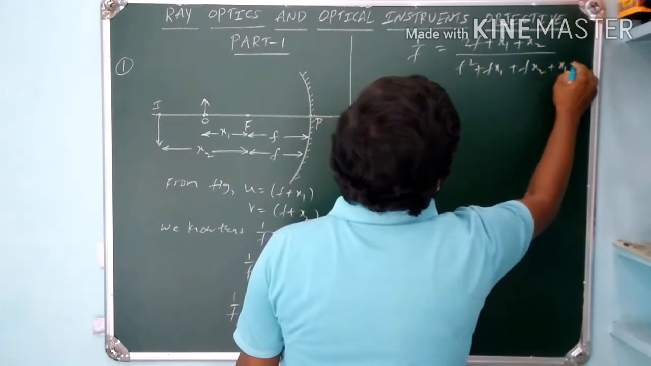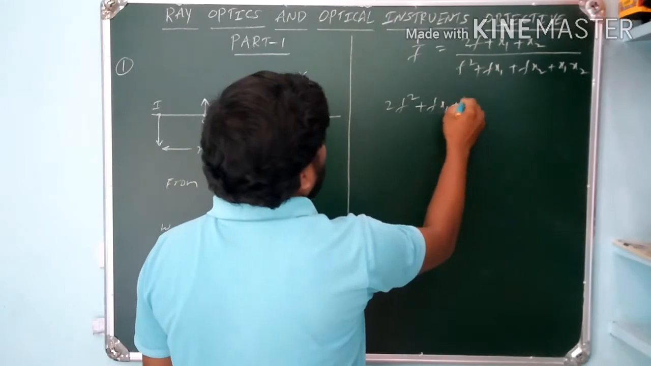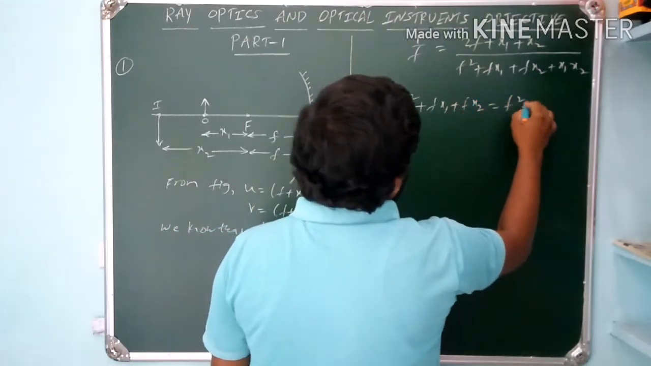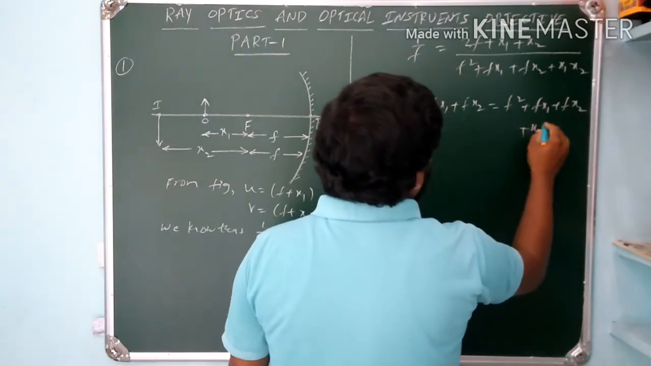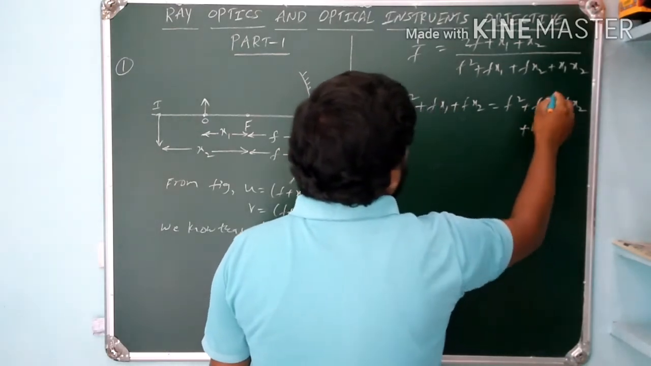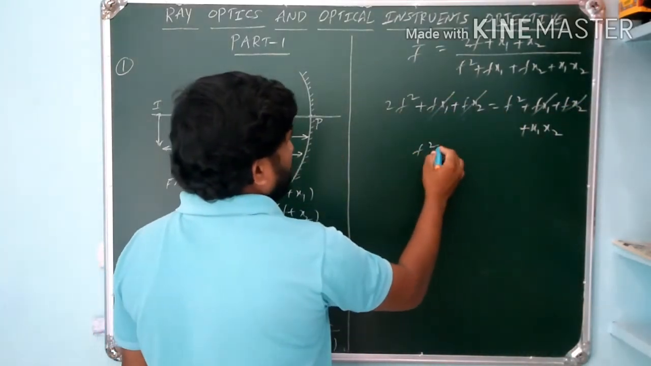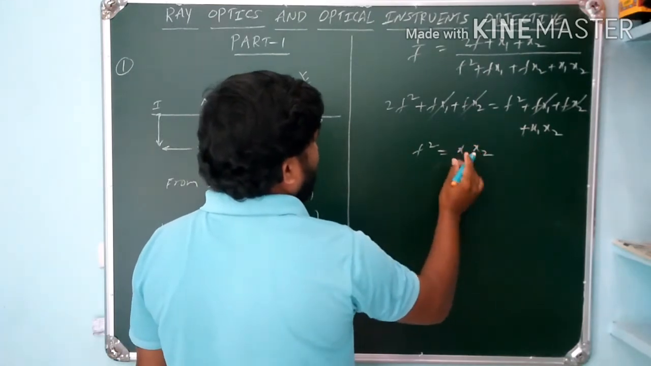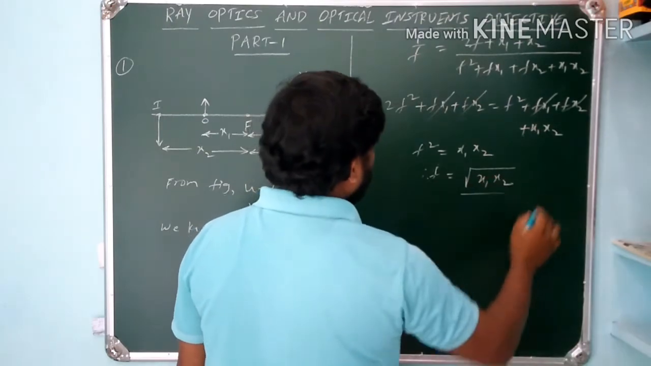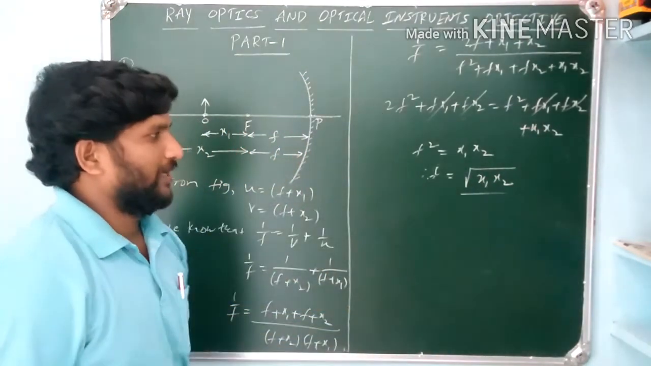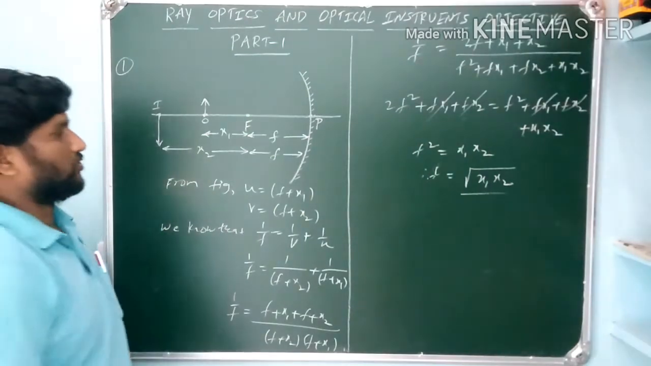Now cross multiply: 2f square plus fx1 plus fx2 is equal to f square plus fx1 plus fx2 plus x1 x2. The fx1 terms cancel, and the fx2 terms cancel. Bringing f square to the left hand side, f square is equal to x1 x2. Therefore the focal length is f equal to root x1 x2, which is the fourth option.